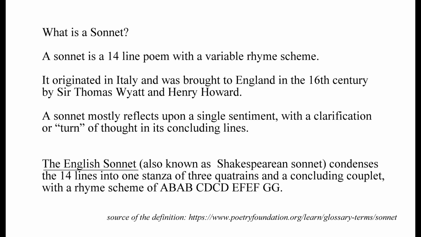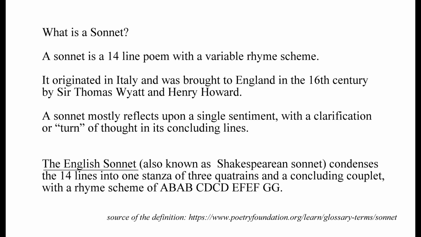A sonnet is a 14-line poem with a variable rhyme scheme. It originated in Italy and was brought to England in the 16th century by Sir Thomas Wyatt and Henry Howard. A sonnet mostly reflects upon a single sentiment, with a clarification or turn of thought in its concluding lines. There are different types of sonnets, but the kind of sonnet we will discuss here is the English sonnet.